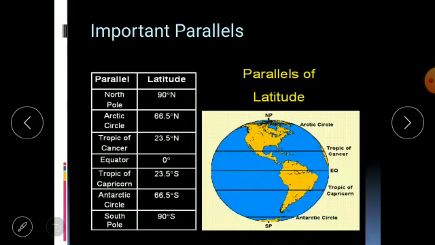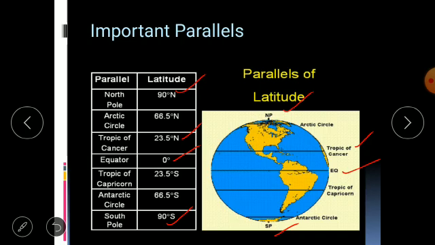Now let's learn what are the important parallels. As we already know, the equator represents 0 degree latitude. It is the largest latitude. North Pole is 90 degree N and South Pole is 90 degree S latitude. Besides these, there are some other important parallels also. Number one is Tropic of Cancer. This Tropic of Cancer is the 23.5 degree north latitude in the northern hemisphere.